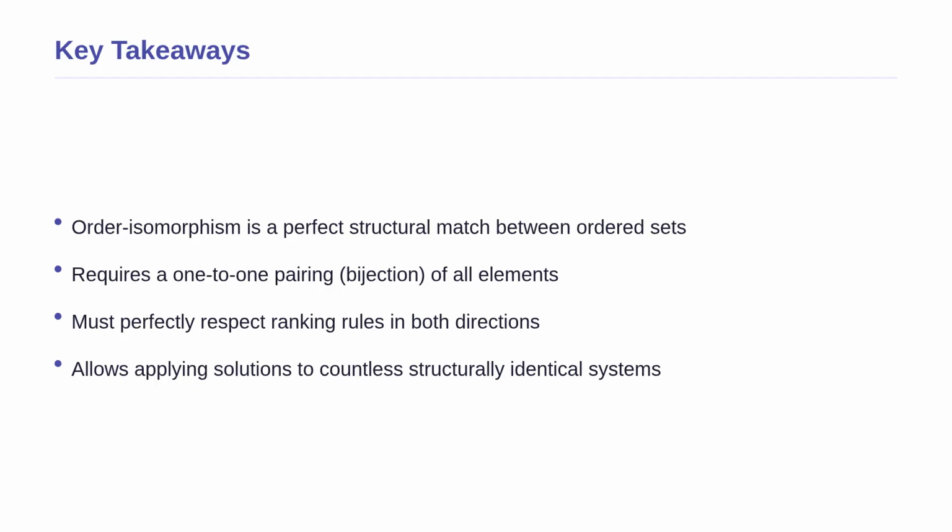To wrap up, let us review the most important ideas we have covered. An order isomorphism is a perfect structural match between two ordered sets. It requires a strict one-to-one pairing of elements that perfectly respects the ranking rules of both sets in both directions. When two sets are order isomorphic, they are identical in every structural way, differing only in the names of their elements. This powerful concept allows mathematicians and computer scientists to solve a hard problem just once and instantly apply that solution to countless other structurally identical systems. You now understand the foundation of order isomorphisms.